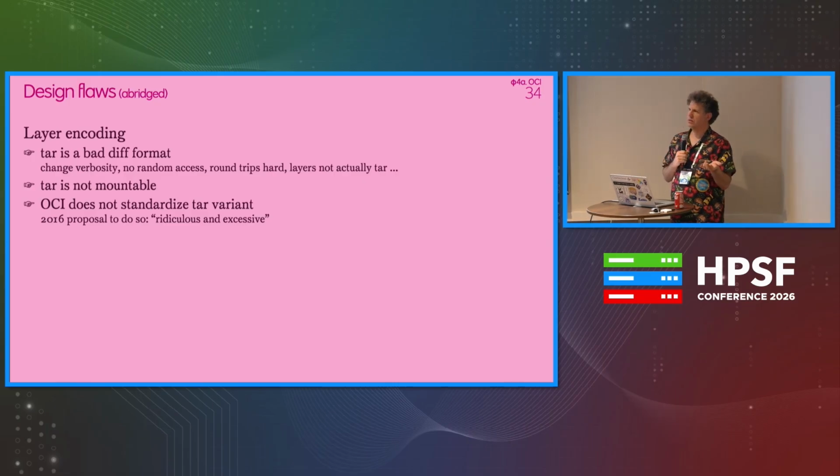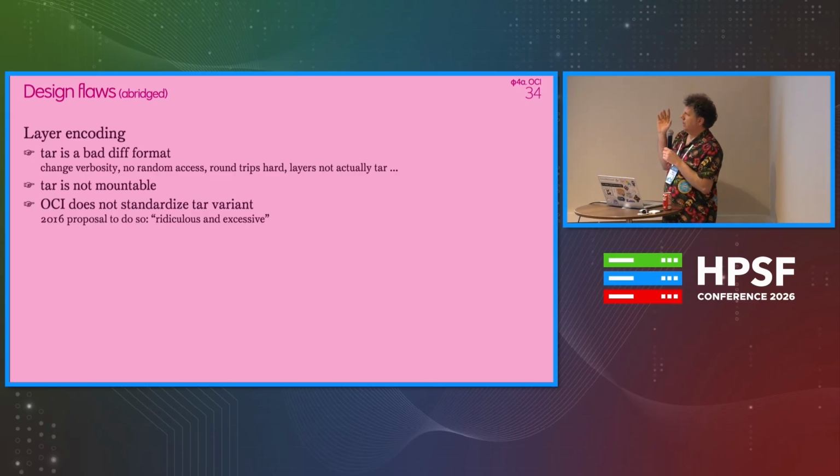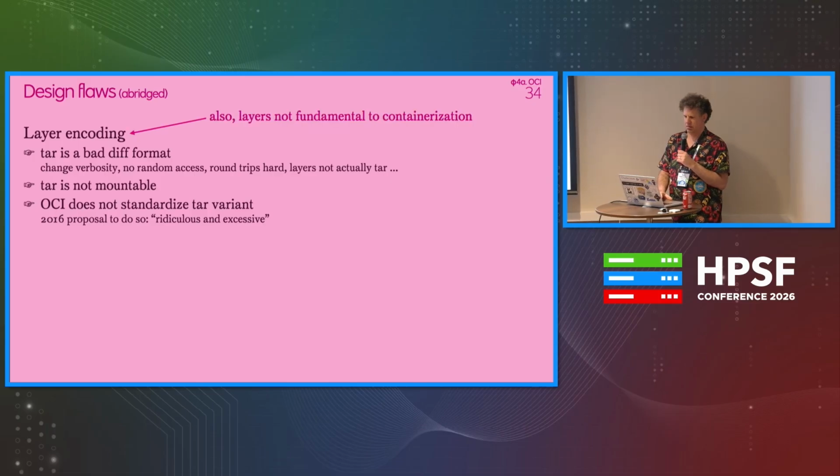Tar is not mountable, right? You have to unpack it before you can use it. OCI does not standardize which tar you're going to use, so there's actually a whole bunch of different kinds of tar. Somebody proposed in 2016 to pick one, and they were told that it was ridiculous and excessive, and the issue was closed. We talked about how layers aren't fundamental. It's an orthogonal view, in my opinion.